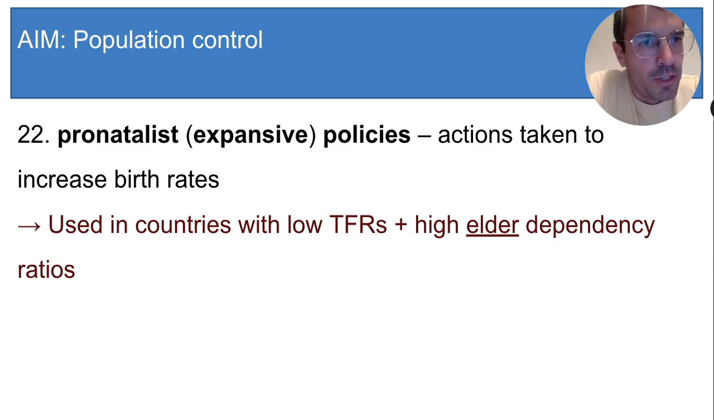Pronatalism is used in countries with low birth rates and high elder dependency rates, because these countries lack young working age people. And as you saw in the previous lesson, a high elder dependency ratio can have adverse effects on a country's economy. So pronatalist policies are an attempt to address those effects.